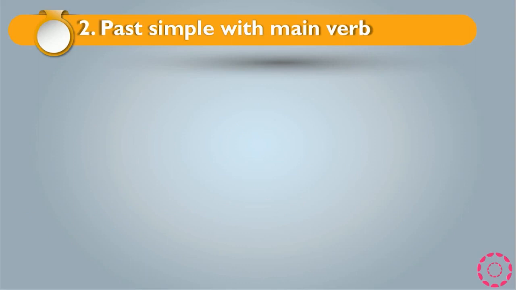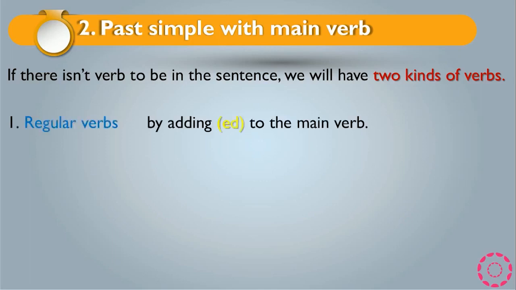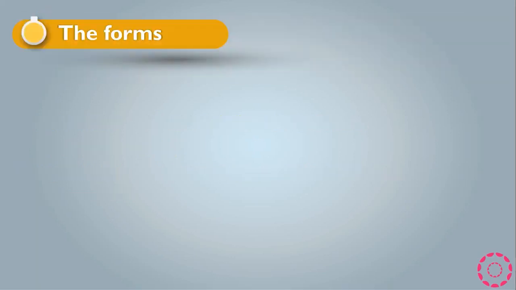The second type of past simple is past simple with main verb. When there is no verb to be in the sentence, we have two kinds of verbs. First of all, we have regular verbs, by adding ed to the main verb, and it becomes past. For example, watch becomes watched. And we also have irregular verbs, by changing the structure of the verb. For example, see becomes saw. Those irregular verbs, you have to memorize all of them because there isn't any rule to follow.